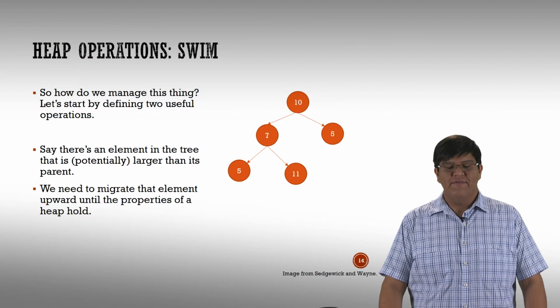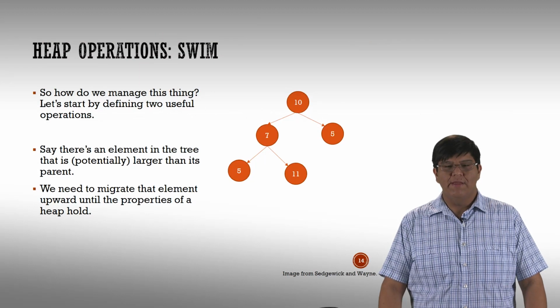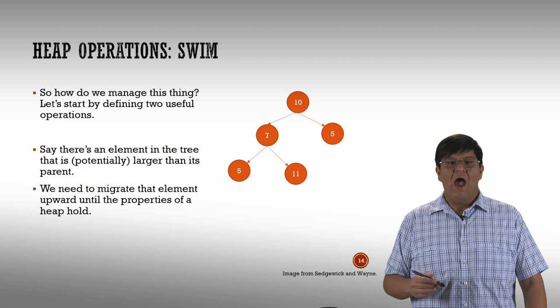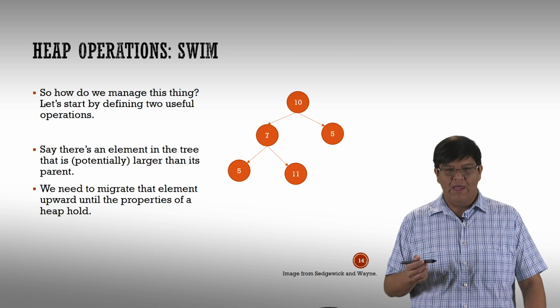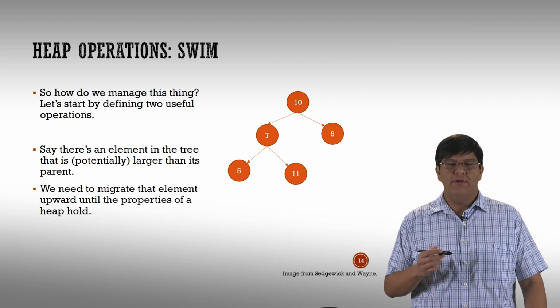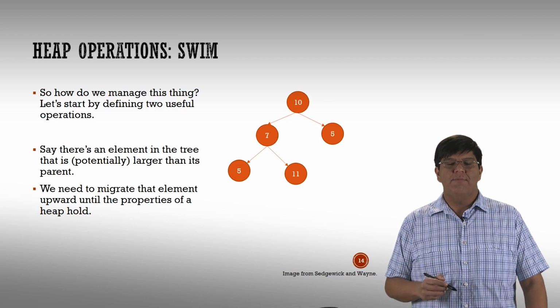Hey folks, in this video I want to start talking about how we can actually manage a binary max heap. We already have this idea of what a max heap is, the different rules that apply to it, how we can store it, and how we can structure it. But we know that at the end of the day, we want to use this idea of a heap to implement a priority queue.